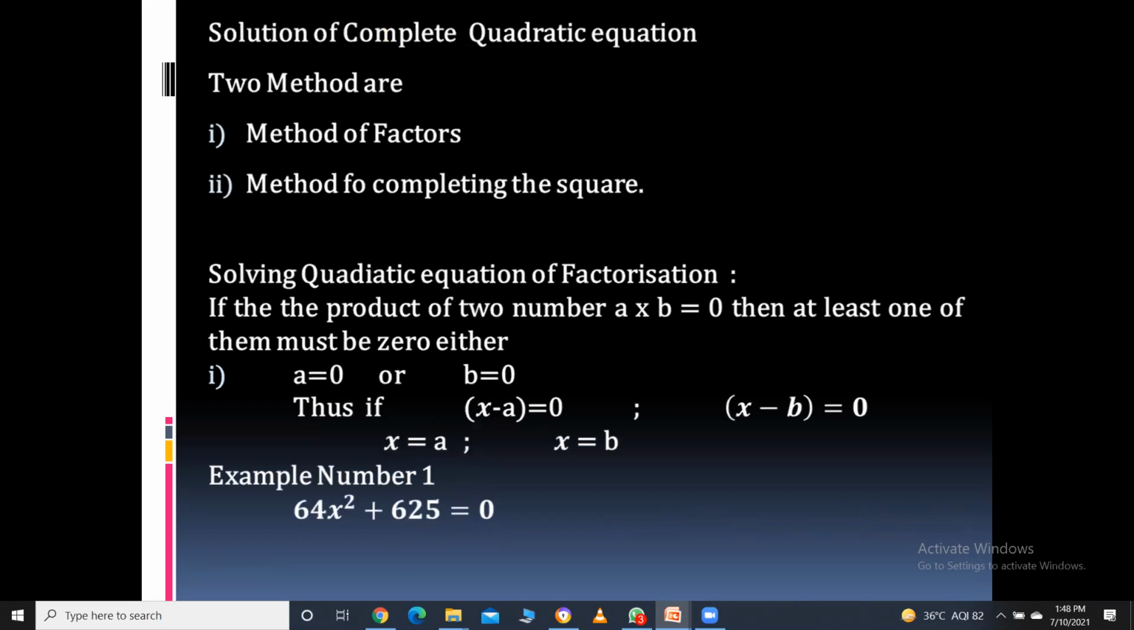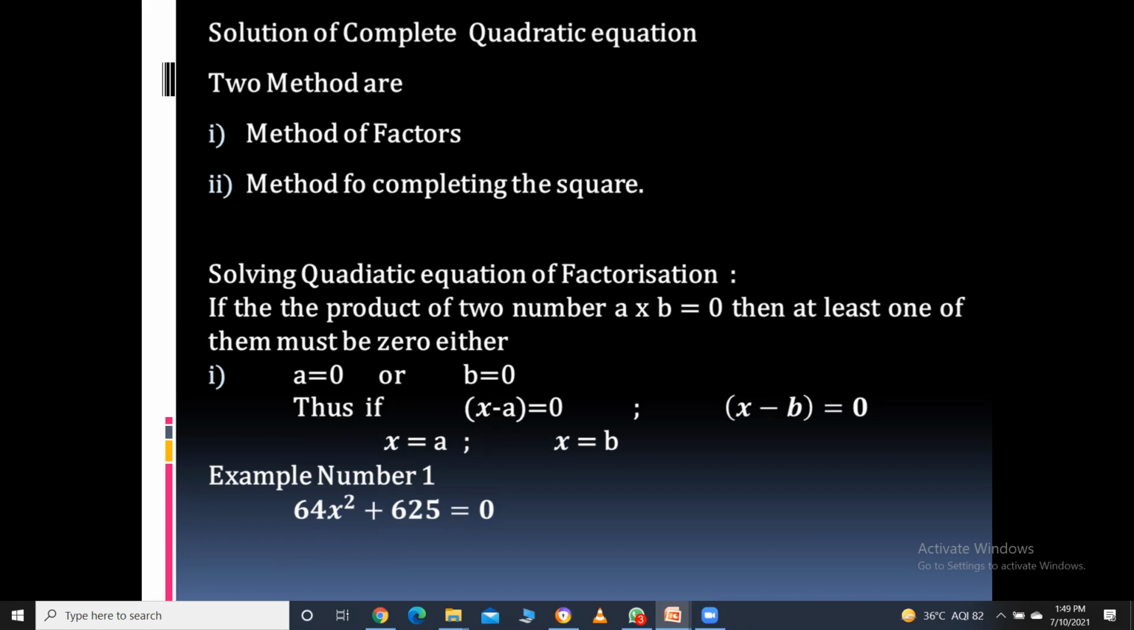Solution of complete quadratic equation. Complete quadratic equations can be solved by two methods. That is, first is the method of factors and second is the method of completing the square. Solving quadratic equation by factorization.